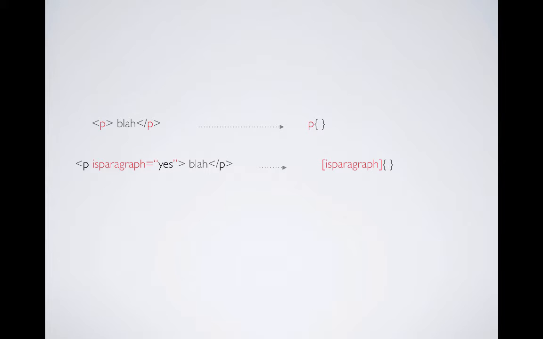So in this slide, the first line is the paragraph selector, so selector by tag name. And then on the second line, I have added an attribute called isParagraph equal to yes. And on the right side, I have the attribute selector. What it's doing is adding square brackets around it. And that's how you access your attributes in CSS.